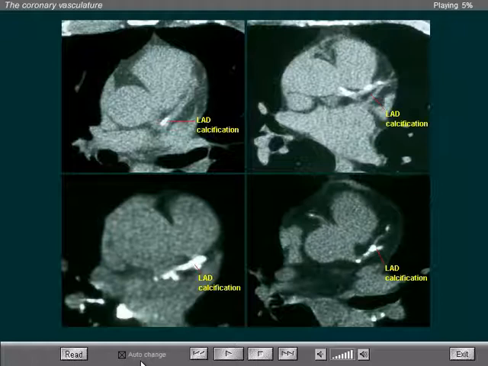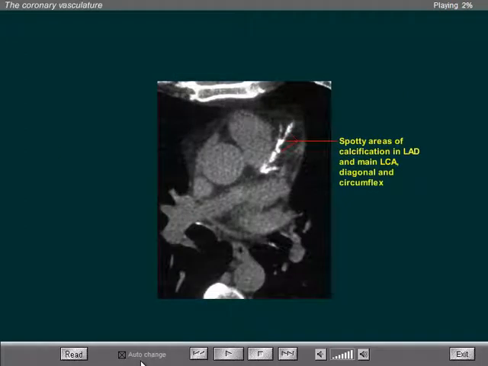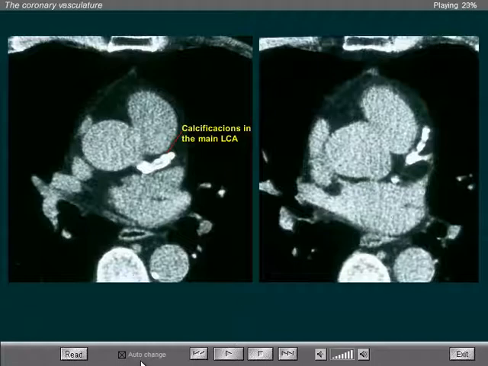The next 4 images reveal calcification involving the main left as well as the left anterior descending branch of the coronary artery. We can see in the 4 images the distribution of the calcific plaques and the involvement of the left main trunk. We can now see in this patient spotty areas of calcification of the left main and left anterior descending. The next image shows a heavily calcified main trunk, and the last image, the bifurcation of the left main trunk, where we see calcium in the left anterior descending and in the circumflex branch of the left coronary artery.